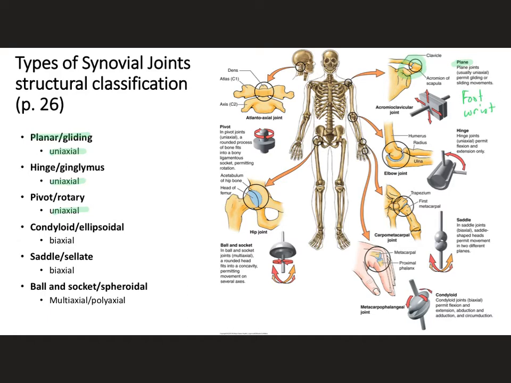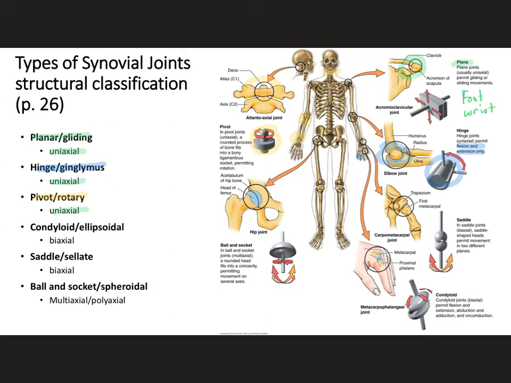All right, our next joint is called a ginglymus joint. And the ginglymus joint is also called a hinge. And our primary hinge is at the elbow. We also see it in the fingers, and it's going to allow flexion and extension. Our third joint is the pivot or rotary. The pivot joint we're going to see here in the forearm that allows pronation and supination. We also see it in the neck that allows you to shake your head no.